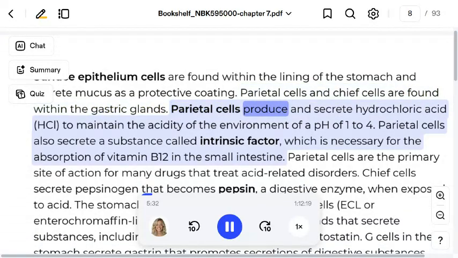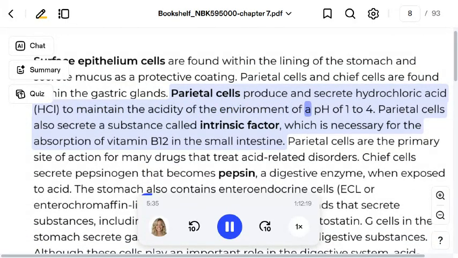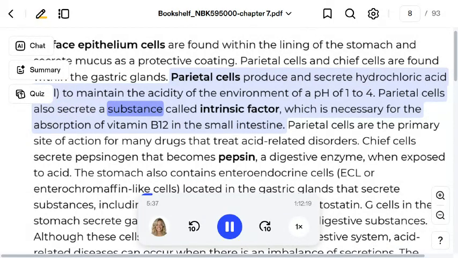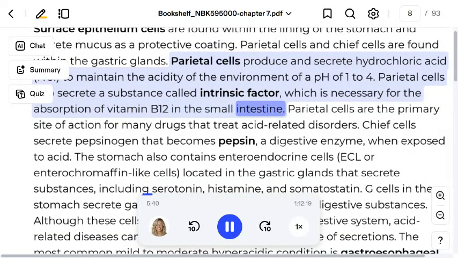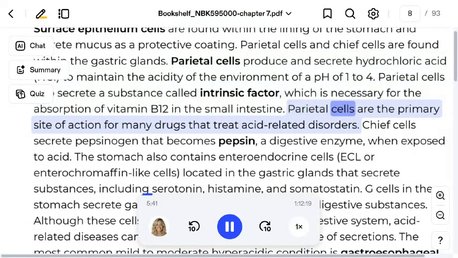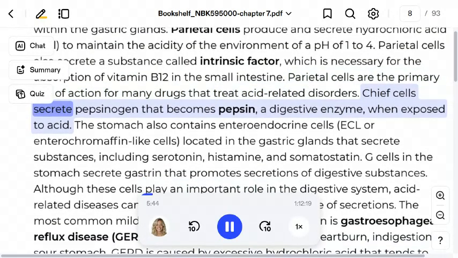Parietal cells produce and secrete hydrochloric acid to maintain the acidity of the environment at a pH of 1 to 4. Parietal cells also secrete a substance called intrinsic factor, which is necessary for the absorption of vitamin B12 in the small intestine. Parietal cells are the primary site of action for many drugs that treat acid-related disorders. Chief cells secrete pepsinogen that becomes pepsin, a digestive enzyme, when exposed to acid.